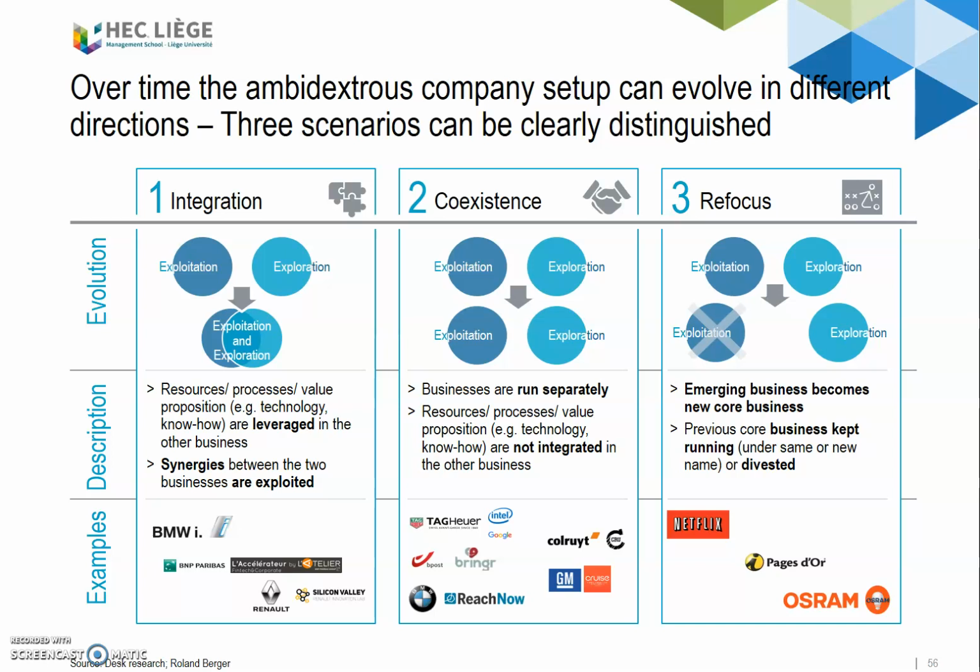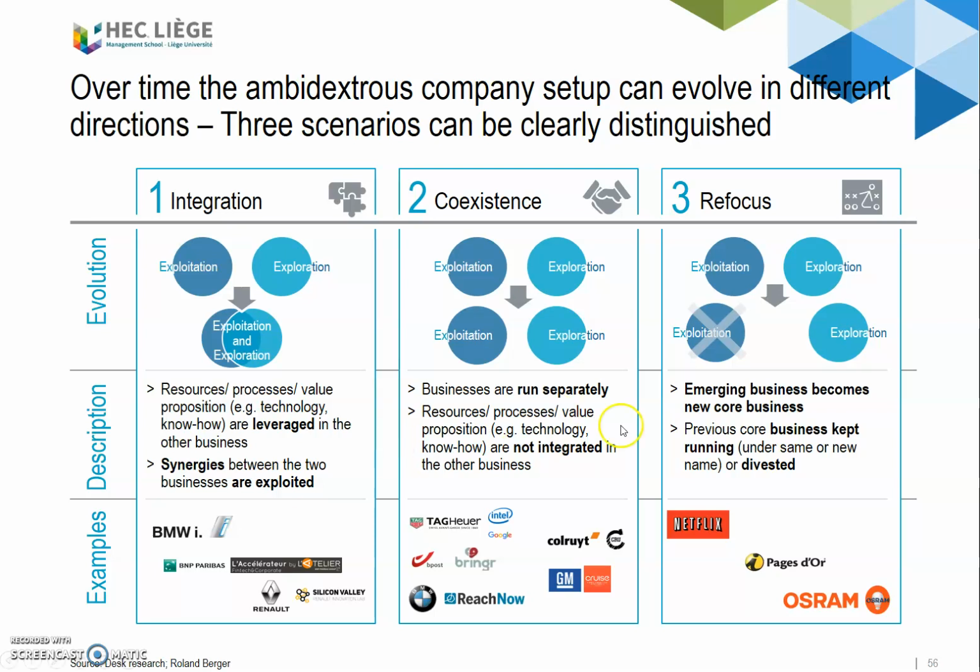And I see three main scenarios. The first one would be the integration. So you start with the big exploitation business, the small exploration, and then progressively they will combine, integrate, and merge. For example, if you think about BMW i, the first electric car, when they launched it and they were among the first, it was really a small dedicated division, and now they've merged and it's really part of the group.